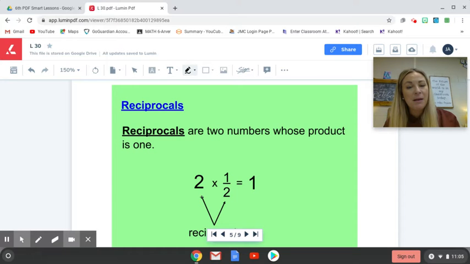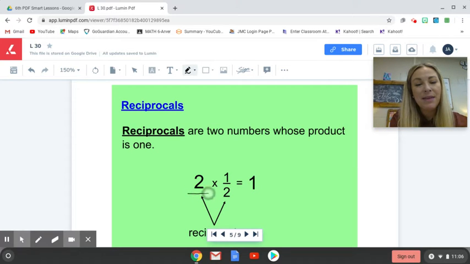Because if you think about 2 as a fraction, right now it looks like a whole number. It's just a matter of what it looks like. It's really the same thing as 2/1, right? So the reciprocal of that would be 1/2.